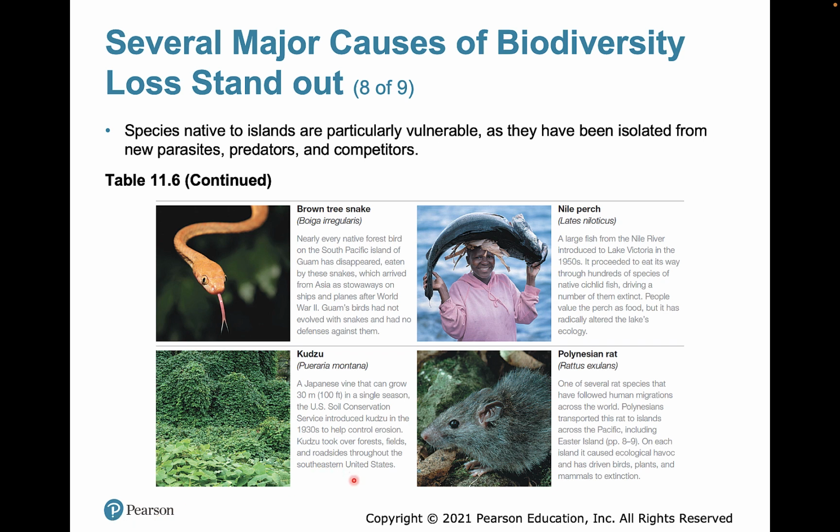When I was getting my master's degree at Mississippi State, we talked about kudzu. Kudzu was a vine that was introduced to prevent erosion in road cuts in the 1930s, but it took over. So it's this vine that covers everything.